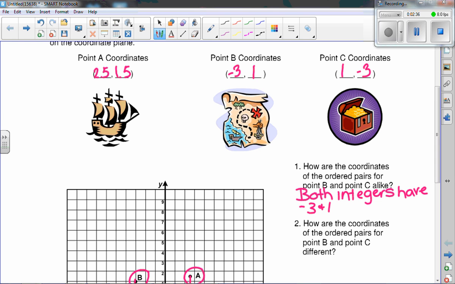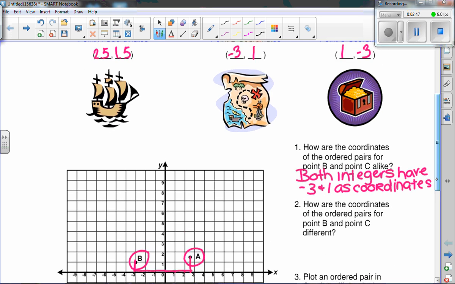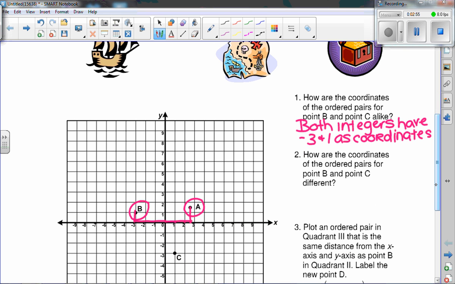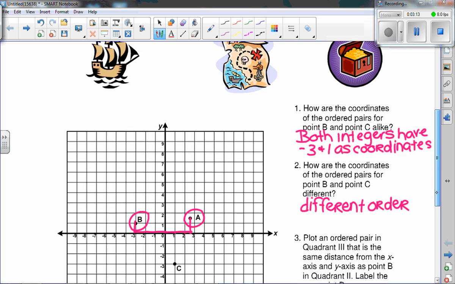Number 2, how are the coordinates of the ordered pairs for both point B and point C different? So let's take a look at B and C again and say how they're different. The integers -3 and 1 are listed in different order. Point B, -3, is on the horizontal axis, and 1 is on the vertical axis. For point C, they're switched. You should be able to see that pretty easy.